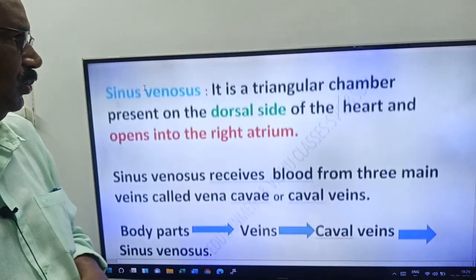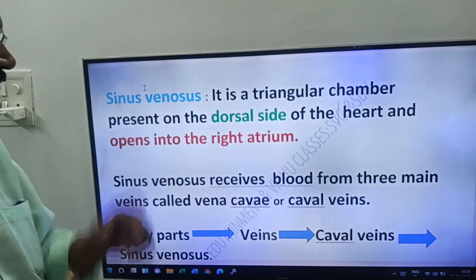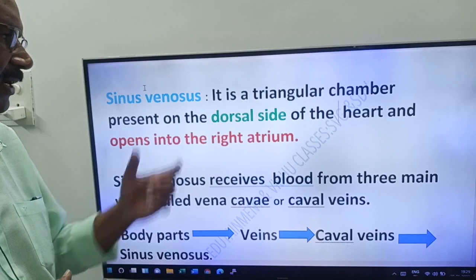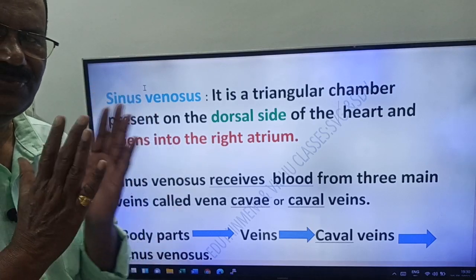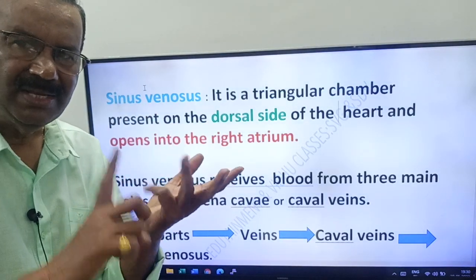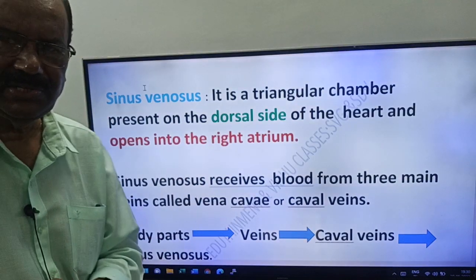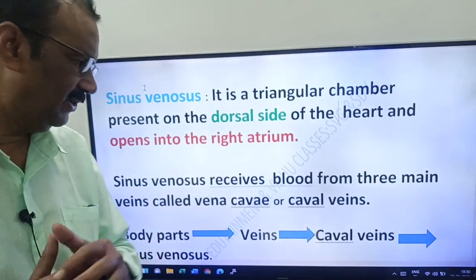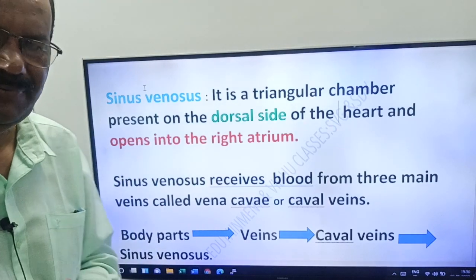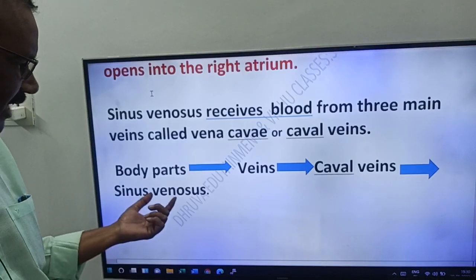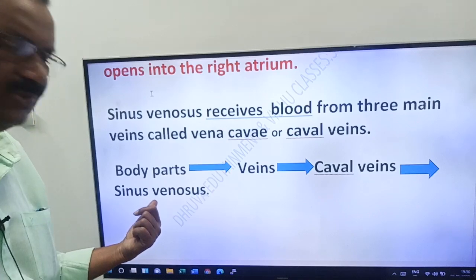Next friends, it has two additional chambers. One is the sinus venosus and the other is the conus arteriosus. Come to the sinus venosus. It is a triangular chamber present on the dorsal side of the heart and opens into the right atrium. Sinus venosus receives blood from three main veins. Those veins are called vena cava or caval veins. Now you see the flow of blood into the sinus venosus: body parts to veins, veins to caval veins, into the sinus venosus.